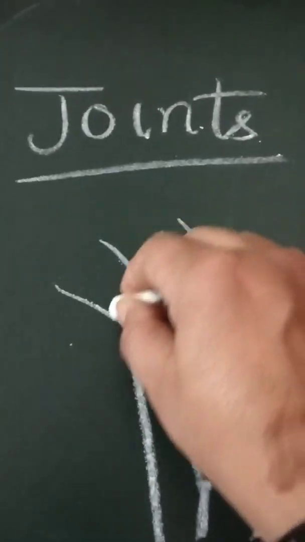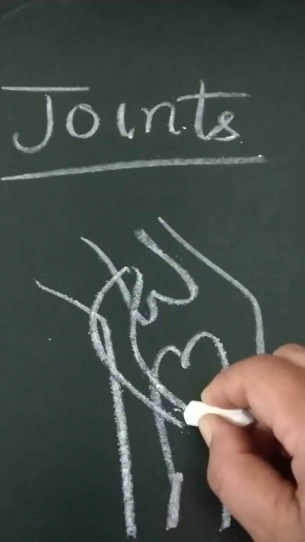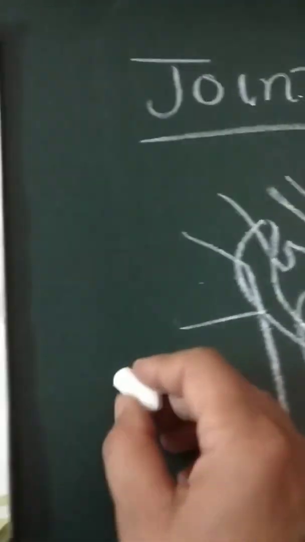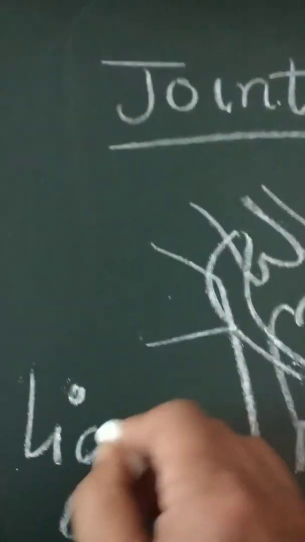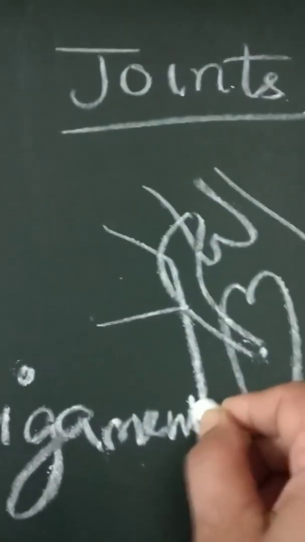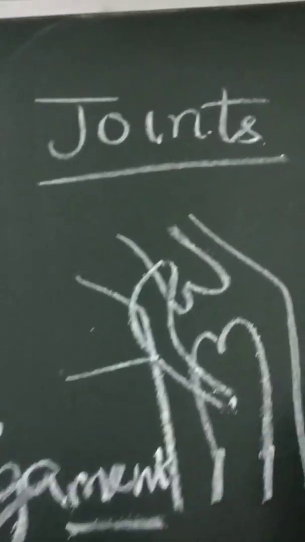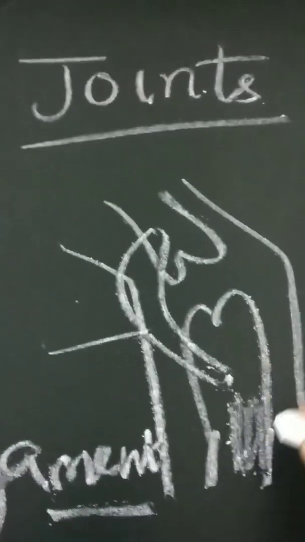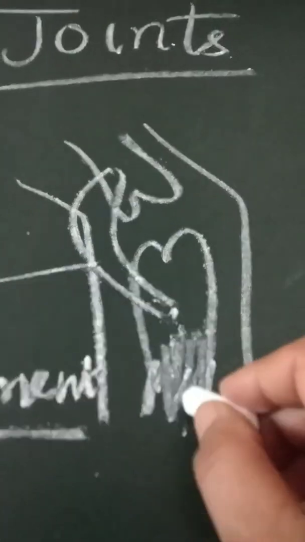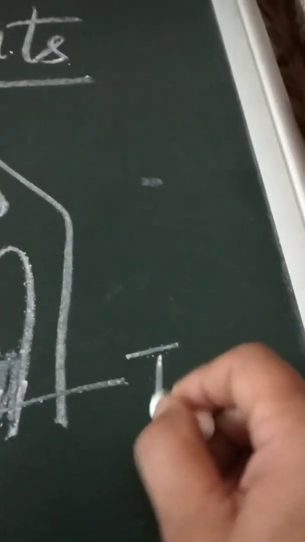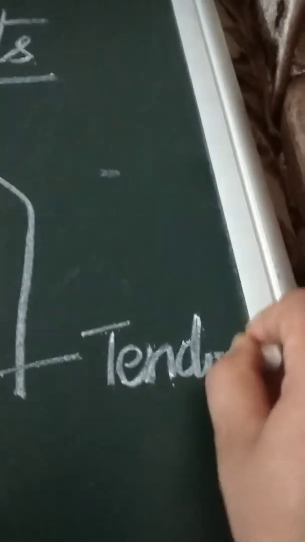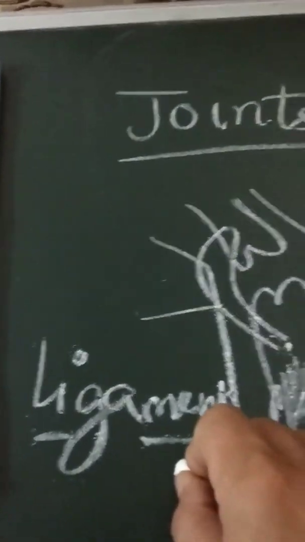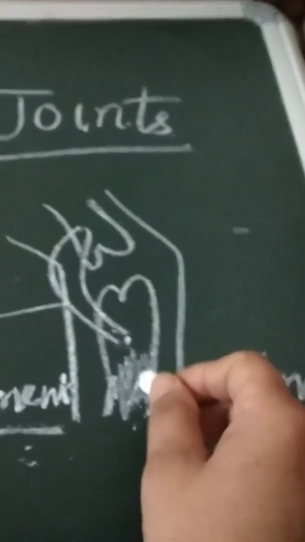These bones are held together by a stretchy band, which we call a ligament. What do we call it? Ligament. The bones also attach with strong tissue which helps to join muscle with the bone. That strong tissue we call a tendon. What do we call it? Tendon. So these two, ligament and tendon, are very important for the formation of a joint.